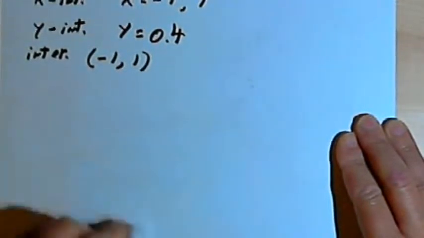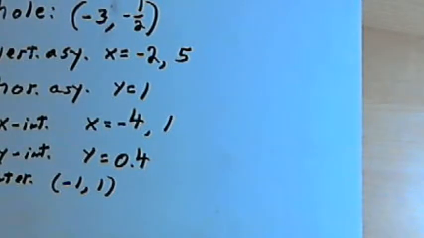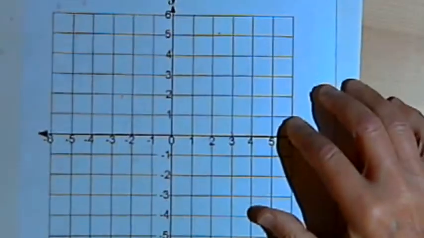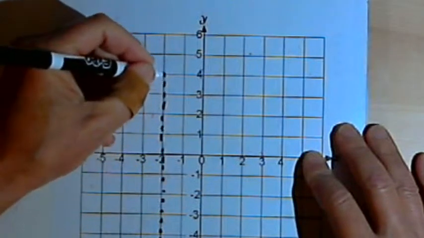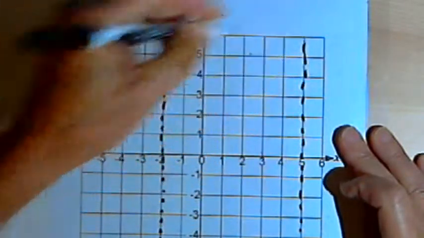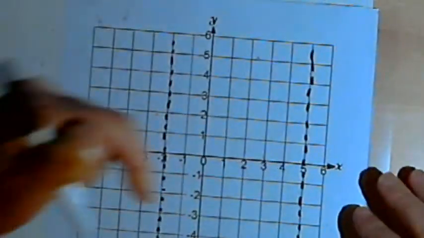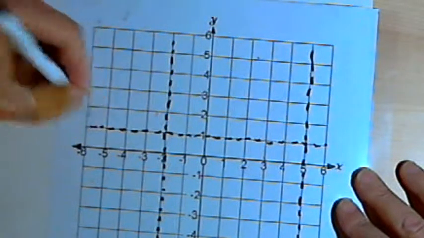Okay, so now we've got all the information we need. We should be able to draw a graph from this. So I've got my graph here. Let's see if we can just fill in all the information on it. I'll put in the vertical asymptotes. That was at negative 2 and 5. So I have the dotted line along x equals negative 2 and the dotted line where x equals 5. The horizontal asymptote was y equals 1. So here's the dotted line for the horizontal asymptote.